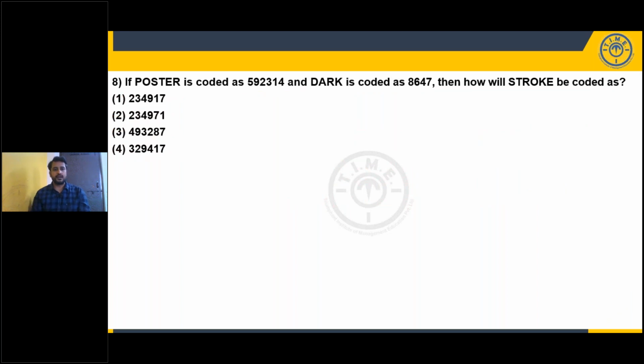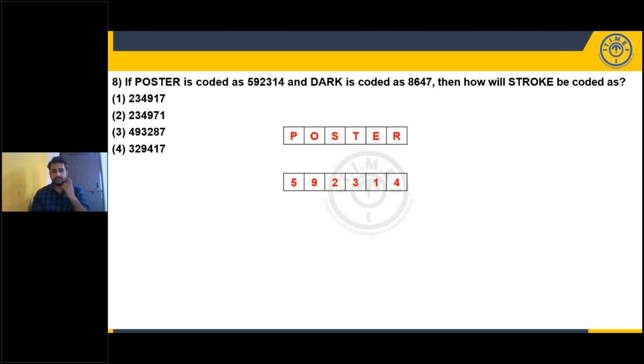If poster is coded as 592314, dark is coded as 8647, then how will stroke be coded? Now look at here. We discussed one of the questions like this. But does it belong to the place values according to the English alphabet? First check that one. If that is not, what is the other logic that we discussed? Letters and codes are given in corresponding positions. Keep that in your mind. P is 16. Do we have 16 anywhere? No. It means it is not based on the place values. That is ruled out.